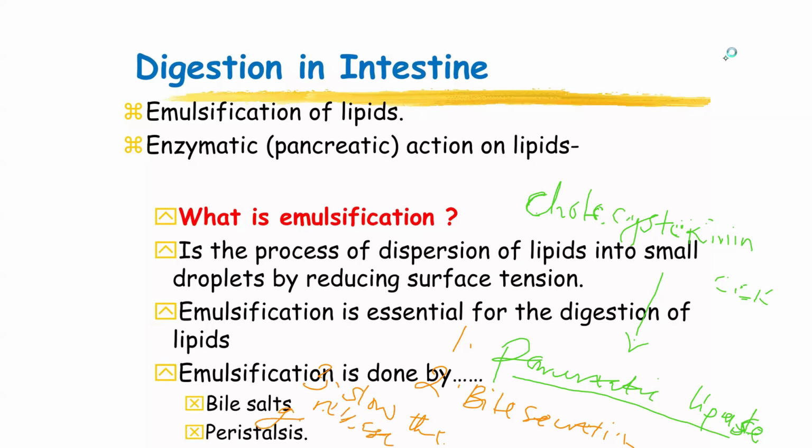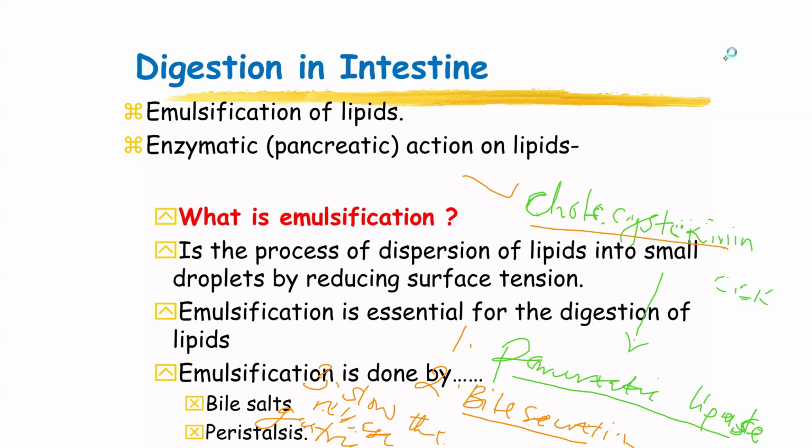Remember that we said the digestion of lipid first started in the mouth and then in the stomach. In the stomach, the content is highly acidic. So cholecystokinin helps in the slow release of the gastric content into the small intestine. And it's involved in bile secretion and pancreatic lipase secretion. So these are the three major functions of this hormone.